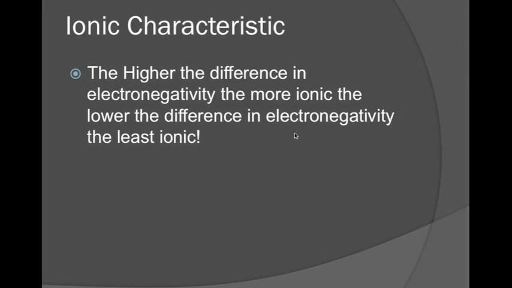Guys, looking at ionic characteristics: the higher the difference in electronegativity, the more ionic something is. The lower the difference in electronegativity, the less ionic it is. And that goes back to our chart of ionic, polar covalent, and non-polar covalent.